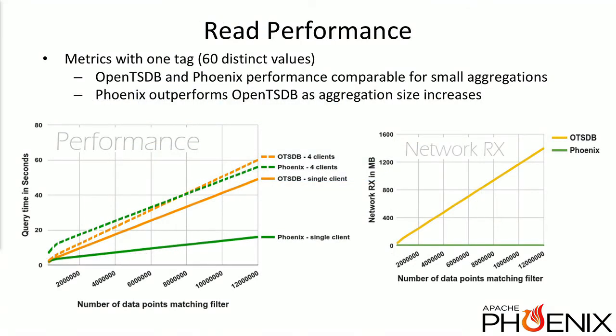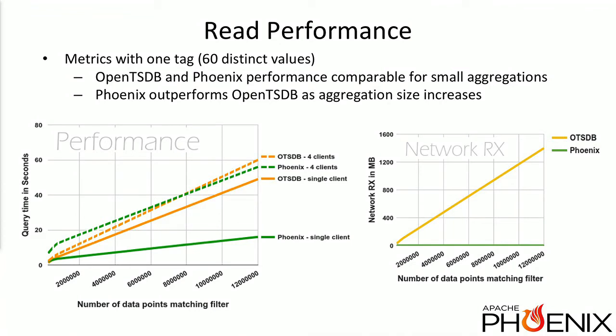Now on the query side, which is where our bread and butter is, Phoenix actually does really well. For small aggregations, OpenTSDB and Phoenix are relatively the same. Phoenix actually outperforms OpenTSDB by a little bit. But the real measure of success is when we're aggregating over a large number of time series. And here you can see that Phoenix performs much, much better than OpenTSDB for those large aggregations.